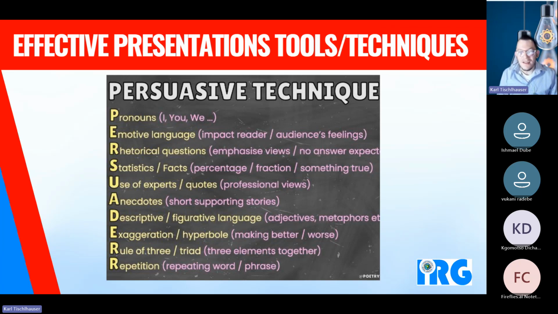Then we have statistics and facts. Statistics and facts are used to strengthen an argument, to share something that's true. And I'll show you something interesting about stats and facts in the next slide. Then we have use of experts or quotes. So, bringing in quotes to the discussion. I love using quotes. I think it's a nice way to tie things together, to bring in another perspective, another lens.